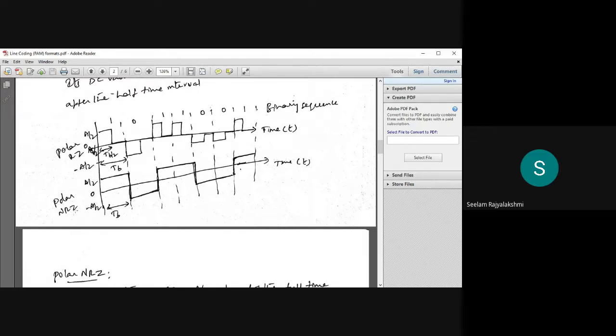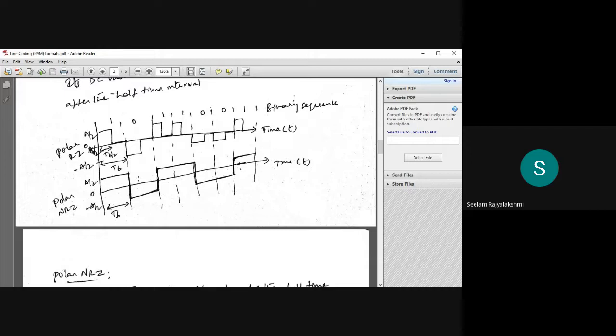In NRZ the width is more when compared with RZ. So this is polar RZ and polar NRZ. Because of these negative values, if the positive values equal the negative values, the DC value becomes 0 or minimum. So the DC value is very less in the case of polar RZ and polar NRZ.